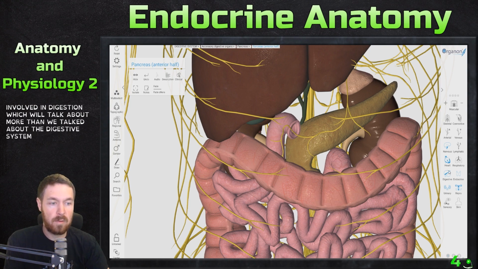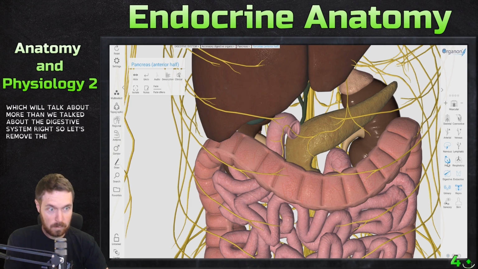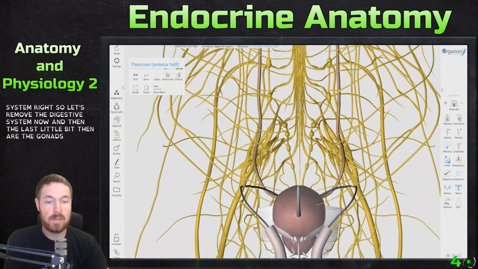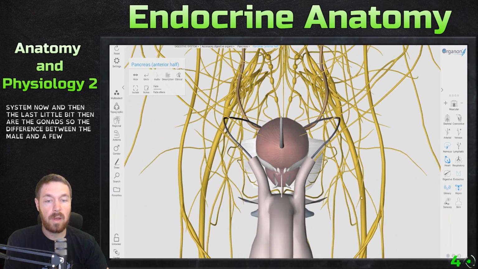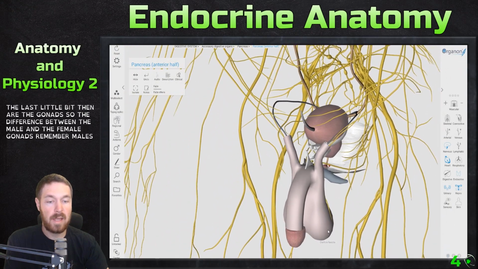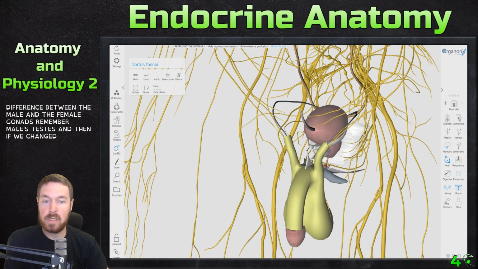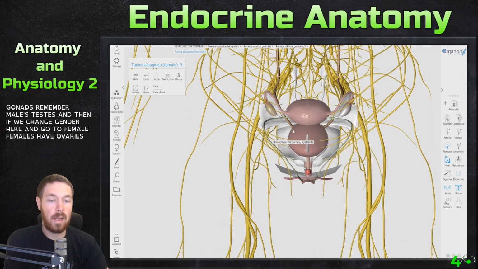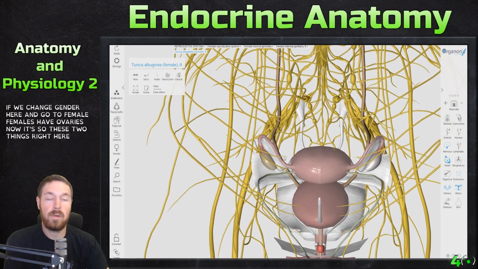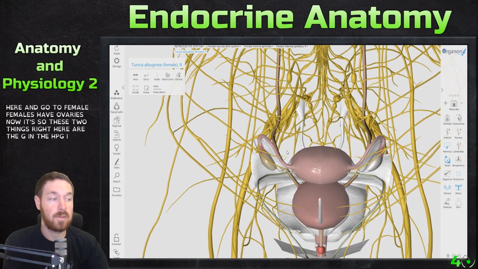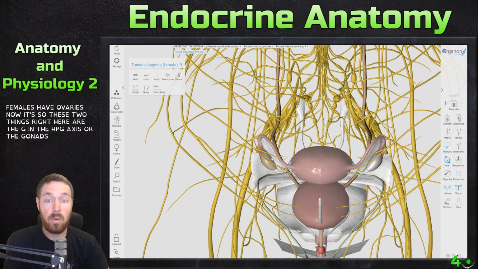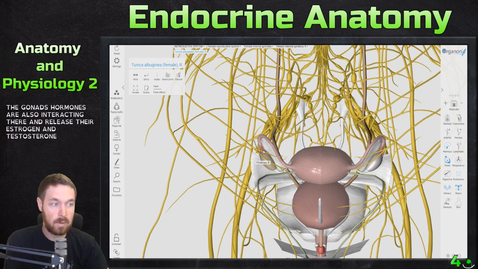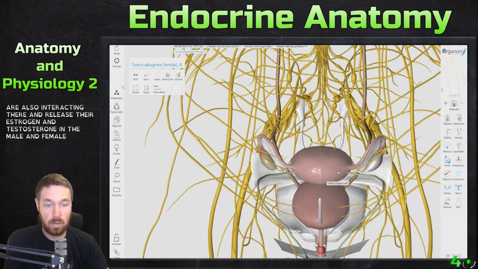All right, so let's remove the digestive system now, and then the last little bit are the gonads. So, difference between the male and the female gonads. Remember, males have testes, and then if we change gender here and go to female, females have ovaries. Now, these two things right here, the G in the HPG axis, or the gonads, hormones are also interacting and released there, such as estrogen and testosterone, or male and female sex hormones.